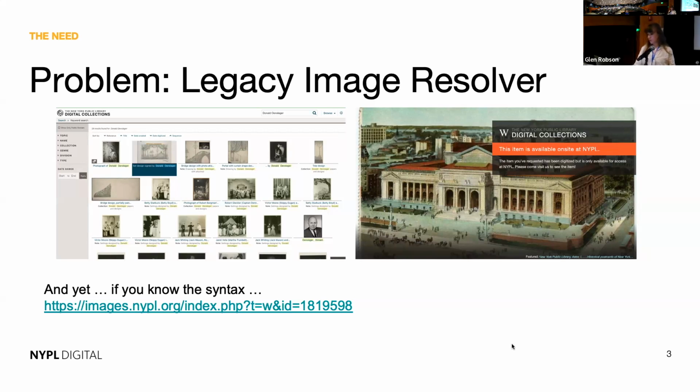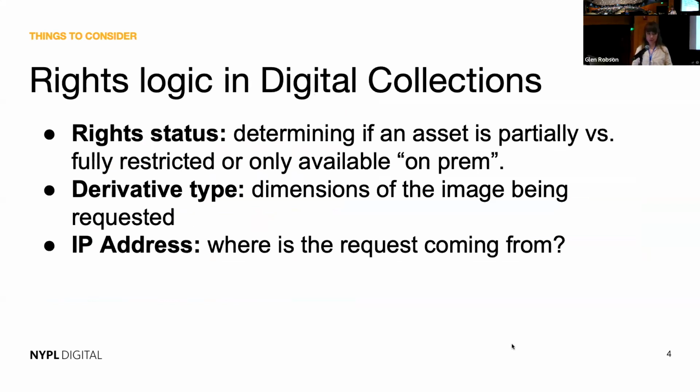Some things to consider for our rights-aware implementation. On the technical side, there are no users in DC. So there's no auth or user roles for us to use to grant access to materials. And the logic within DC looks at three things. So it's the right status of the capture, the derivative type or the dimensions of the image being requested, and the IP address of the user.